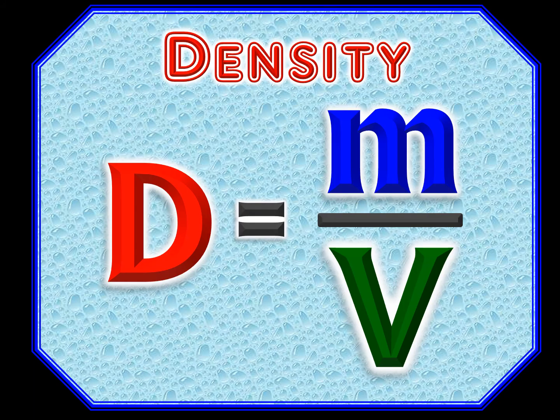Remember that density is mass divided by volume. So what you really have to measure is the mass, and what you really have to measure is the volume. You need those two things, and then, of course, it comes down to calculating, just dividing the mass by the volume.